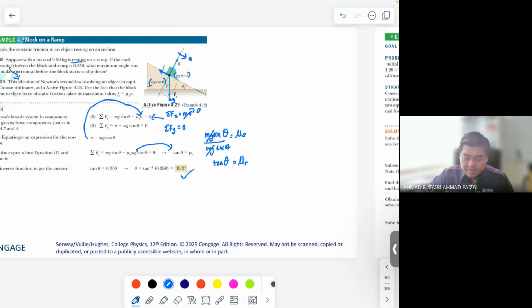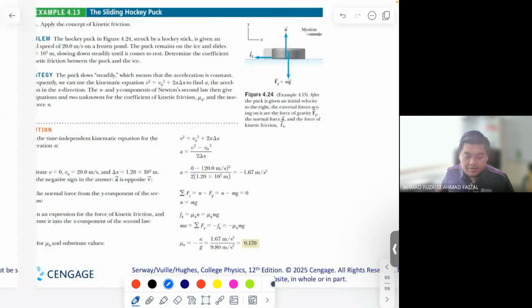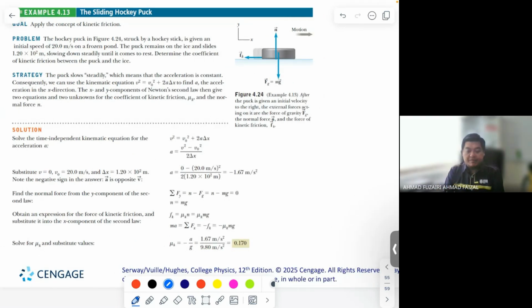Okay, now let's go to how to apply the kinetic friction. The hockey puck in the figure, struck by a hockey stick, is given an initial speed of 20 meters per second. So this is v naught. On the frozen pond, the puck remains on the ice and slides 120 meters, so delta x equals 120 meters. It slows down steadily until it comes to rest, which means v becomes 0. We determine the coefficient of kinetic friction between the puck and the ice. So they want you to find the coefficient of kinetic friction.